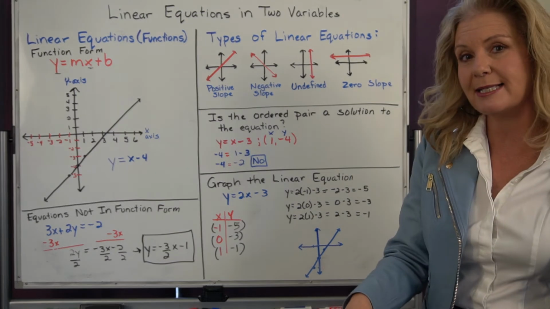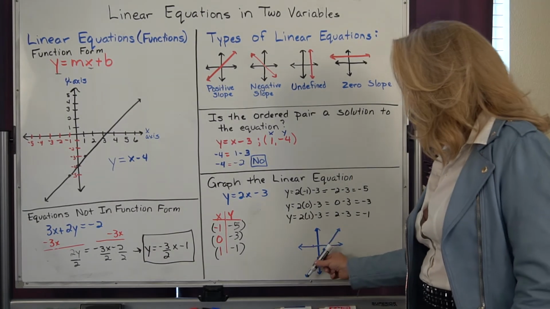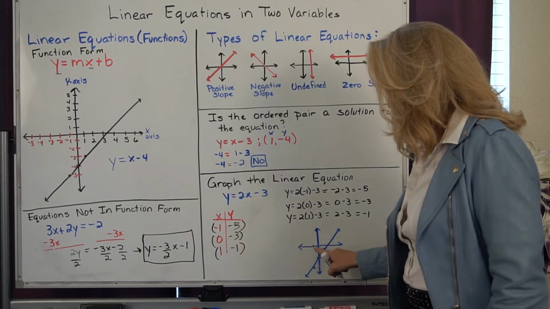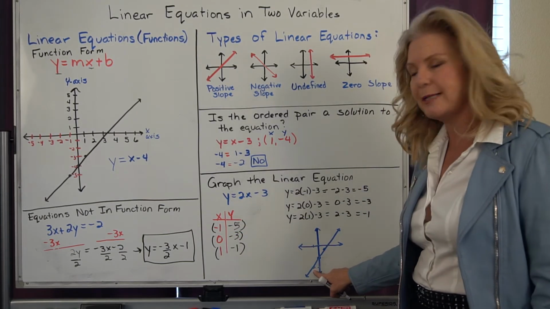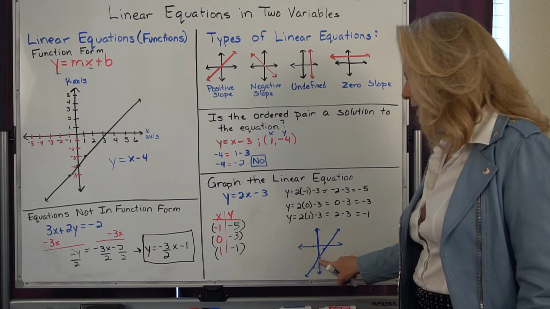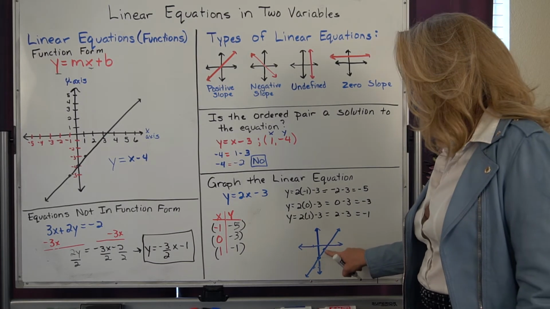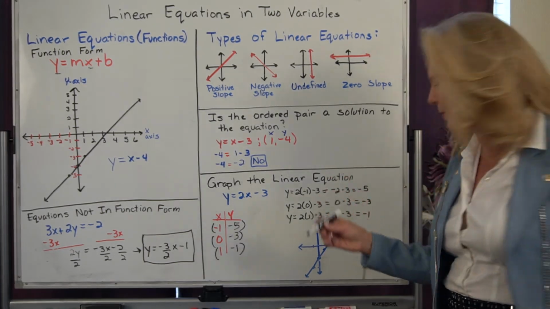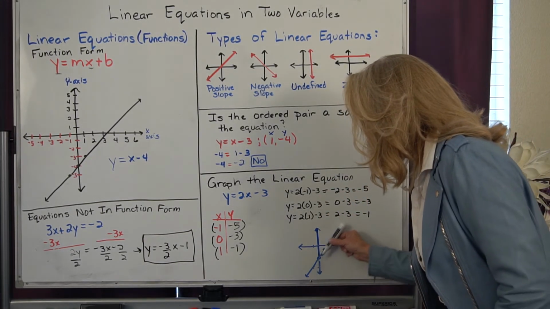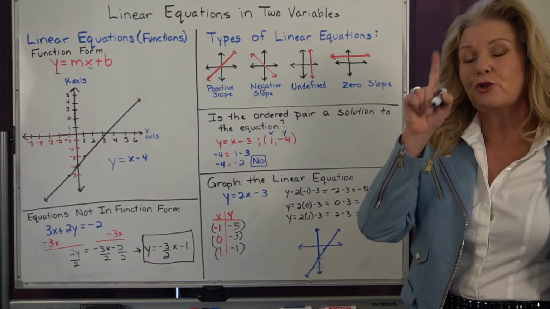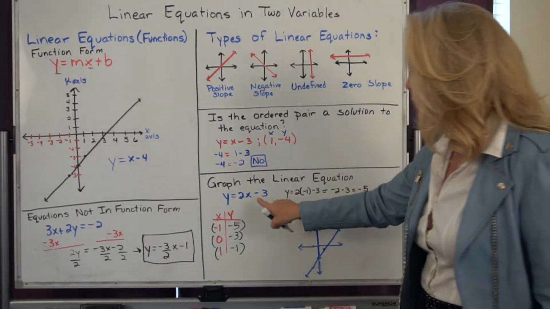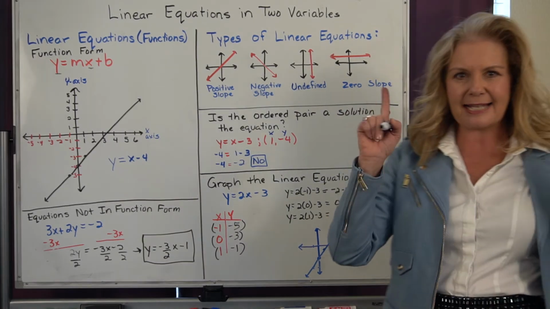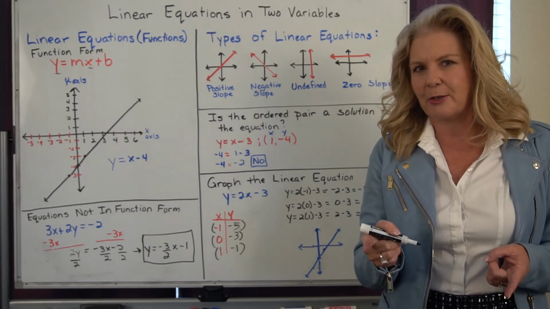Now we know this is a linear equation, so I'm expecting a line. So when I go to graph and I do -1, -5, I put a point. I put 0, -3, I put a point. And I put 1, -1, I put a point. Once I have my 3 points, all I have to do is connect them with the line. So the drawing or the picture that goes with this equation looks like this. And that's the beauty of linear equations.